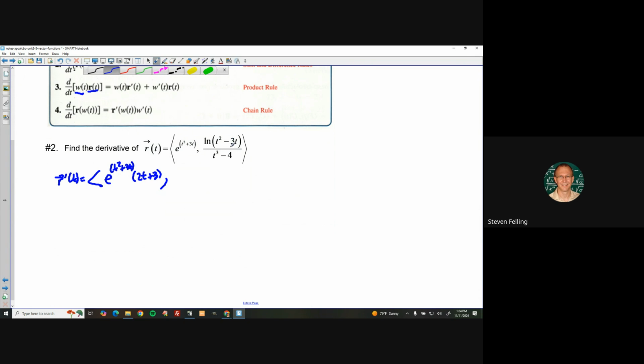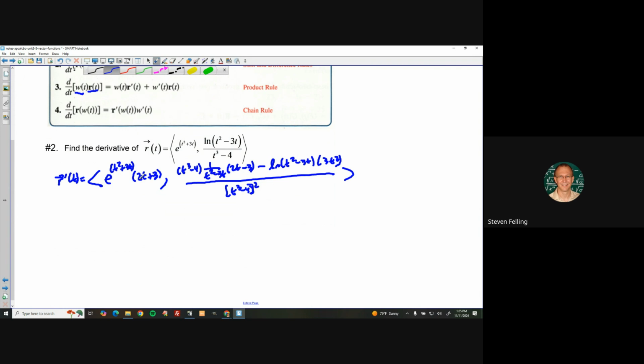Here, this is pretty complicated. We're going to need to do the quotient rule for this y derivative. But the nice thing is x and y are at right angles to each other, so they do not affect each other. There's no mixing between the x and the y. So the y derivative by the quotient rule will be low d high, which is 1 over its input, times the derivative of that input, which is 2t minus 3, minus high d low, which is 3t squared, over low squared, t cubed minus 4 squared. Okay, and that would be the x and y components of the tangent vector.